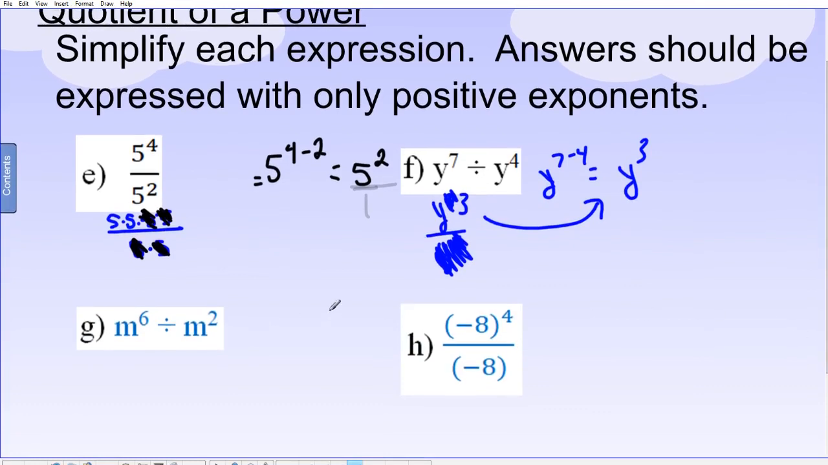So here we have letters G and H. I'd like you to try them right now. So pause the video, try them on your own. When you are ready to continue, hit play, and we will go through them together.